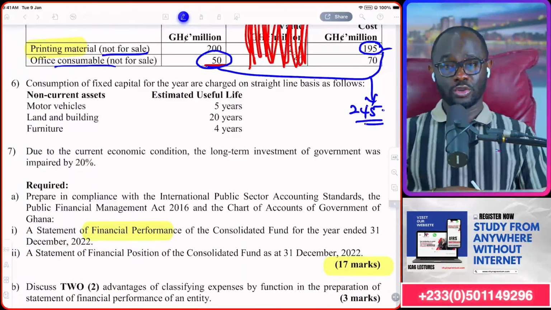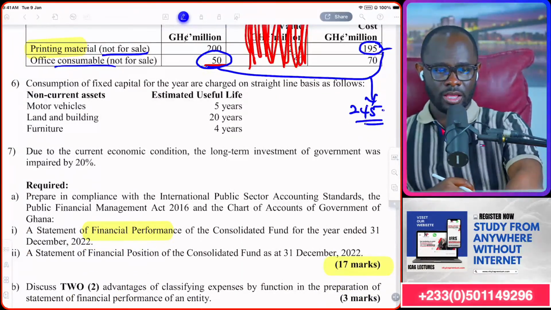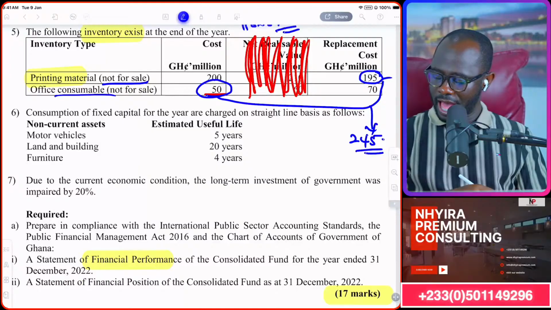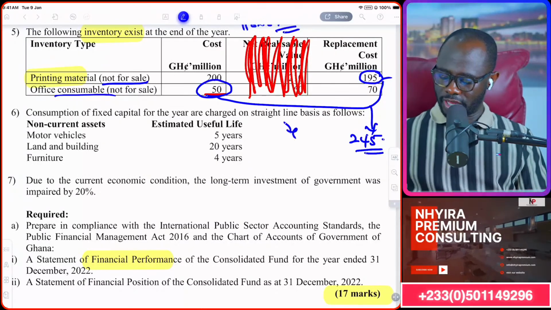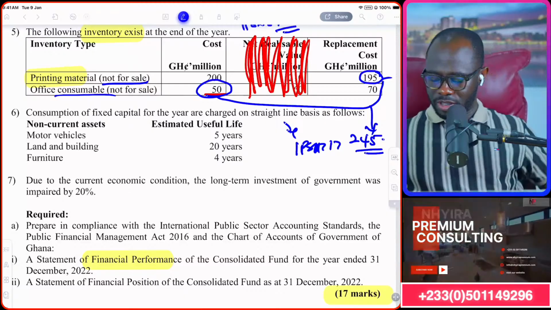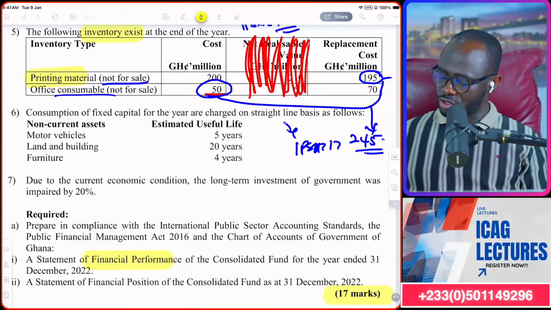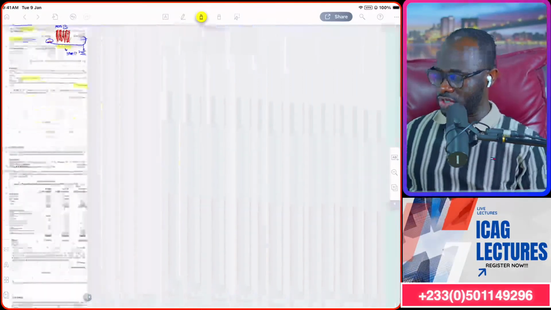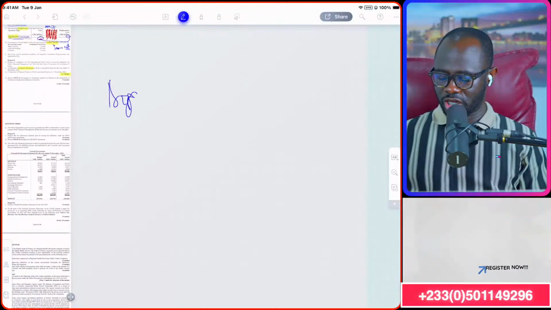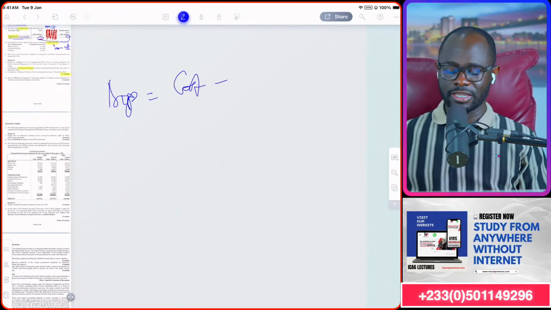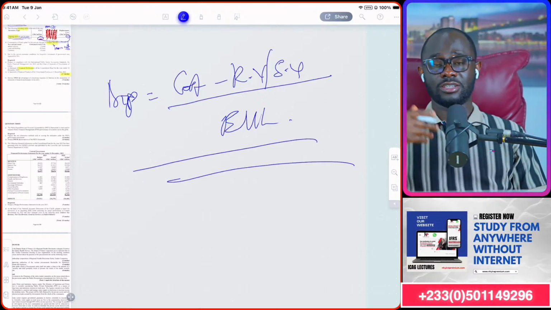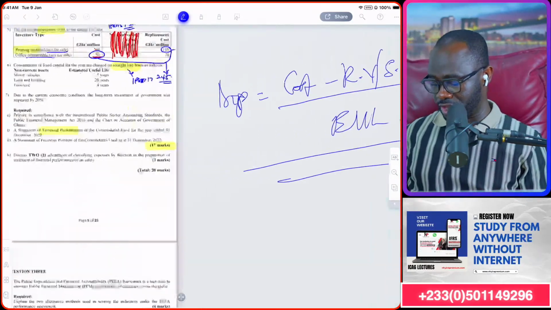Next, note 6. Consumption of fixed capital for the year are charged on a straight line basis. So there we go with our IPSAS 17, property, plant, and equipment. Now, if they are charged on straight line basis, it means they are charged on the cost of the asset. You know this from KG2. So it means your depreciation is going to be the cost of the asset minus any residual value or scrap value divided by the economic useful life of the asset. Straight line method. No miracle there.